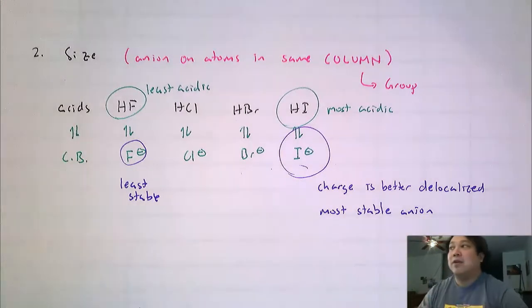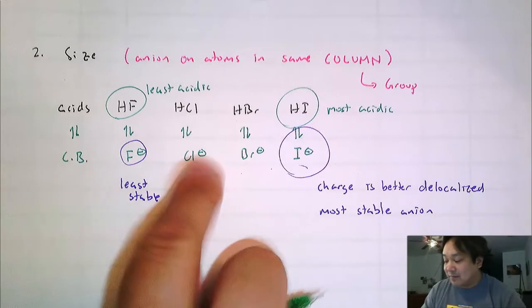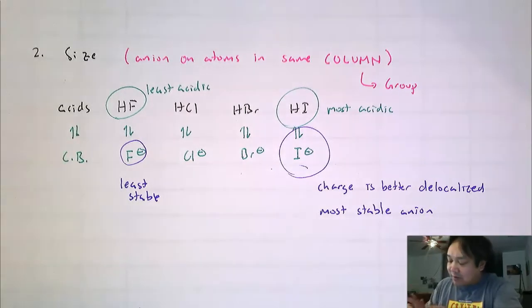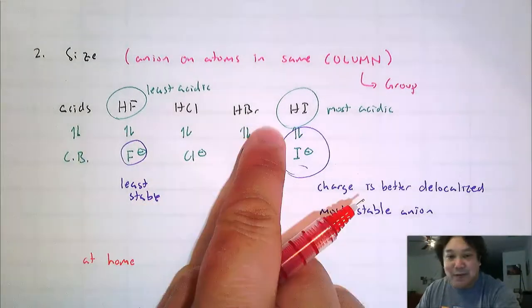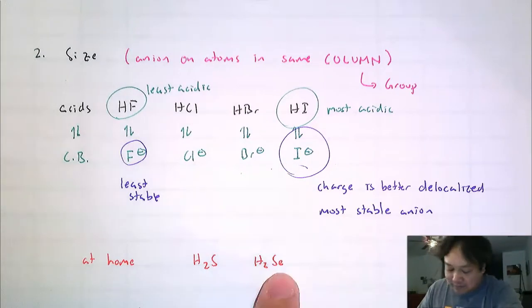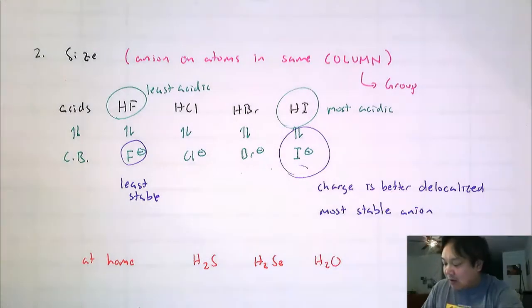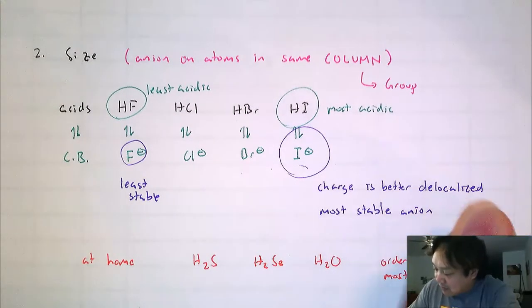You never know when you're going to need to use more than one trend. Now, you wouldn't use two trends at the same time, but you can use one trend to compare molecule A and B, and then use size or another trend to compare B and C, to somehow get the order of all the acids that are listed. The one I want you to try at home, and I'm going to hopefully put this out of order, because so far we've listed them in order, actually. For sure, this is out of order: H2S, H2Se, selenium, and H2O. Put those in order, from most acidic to least.